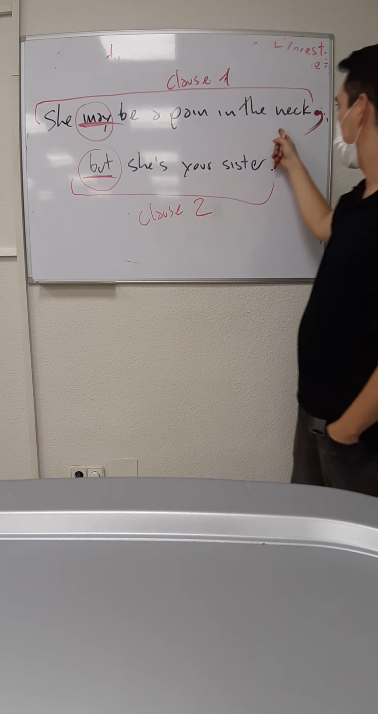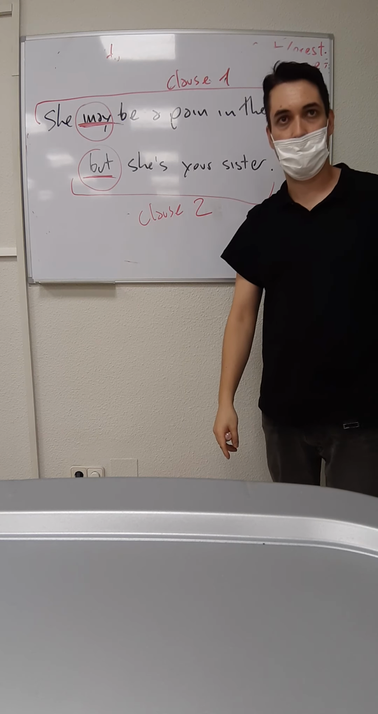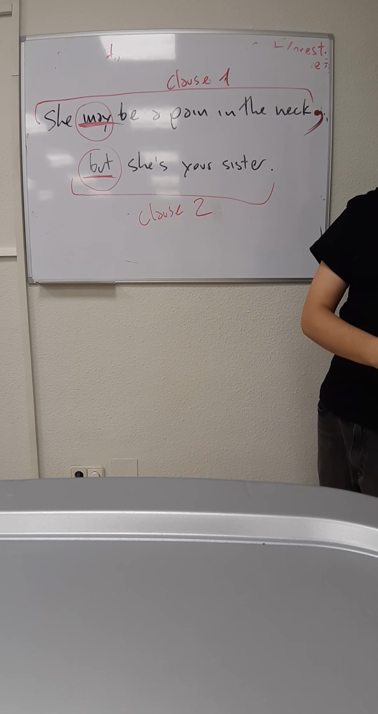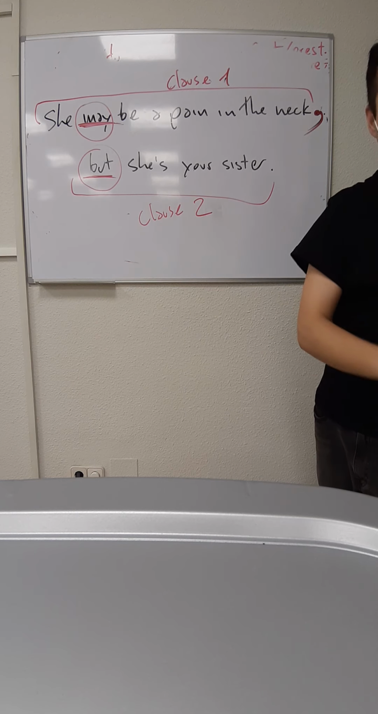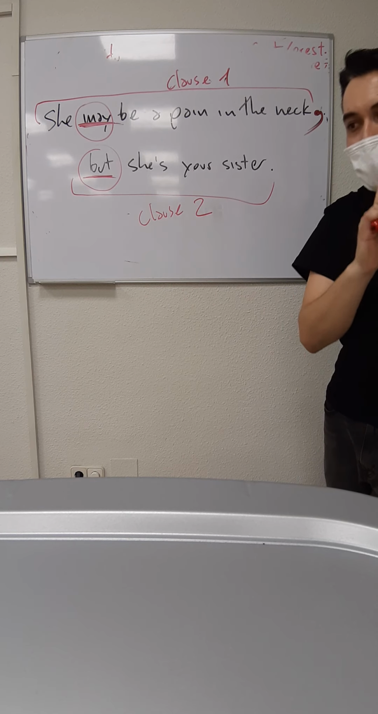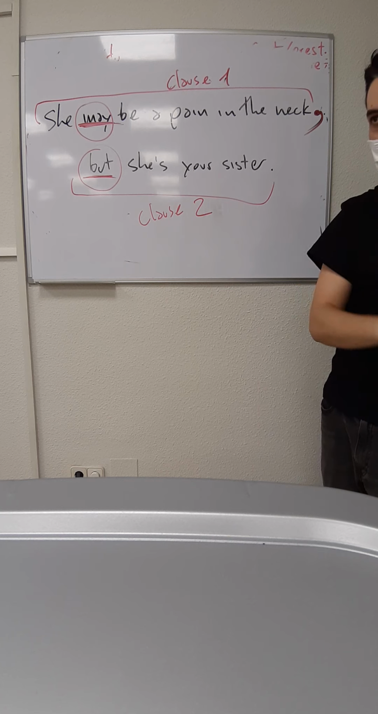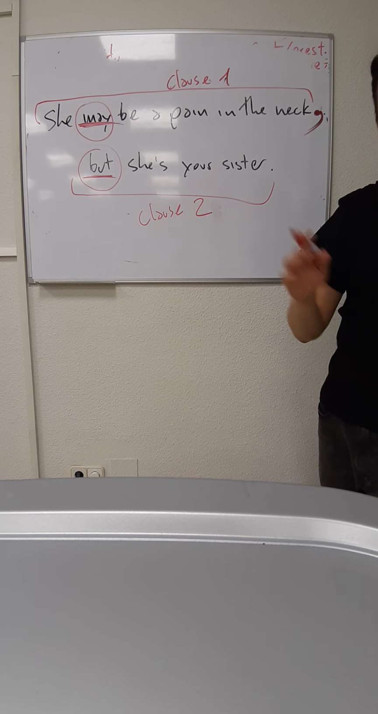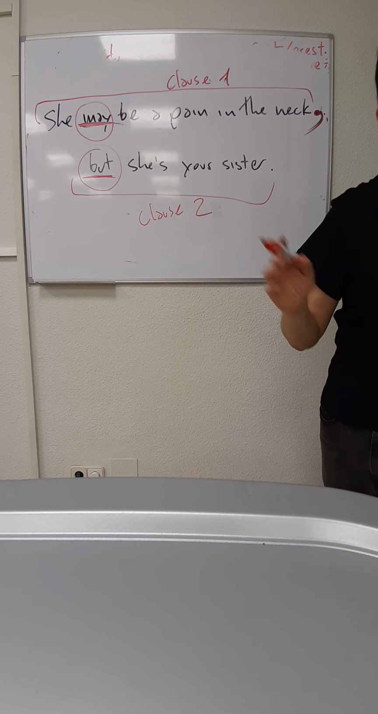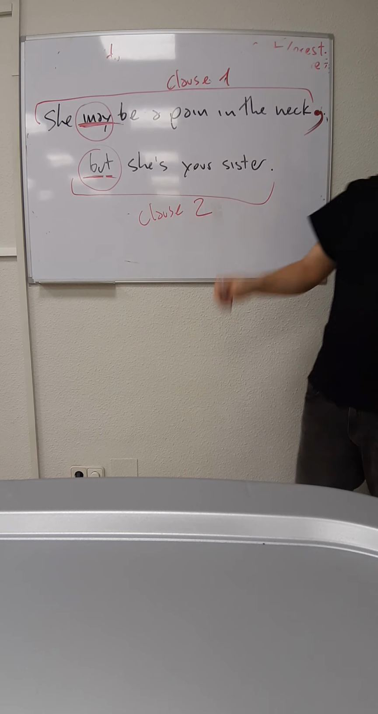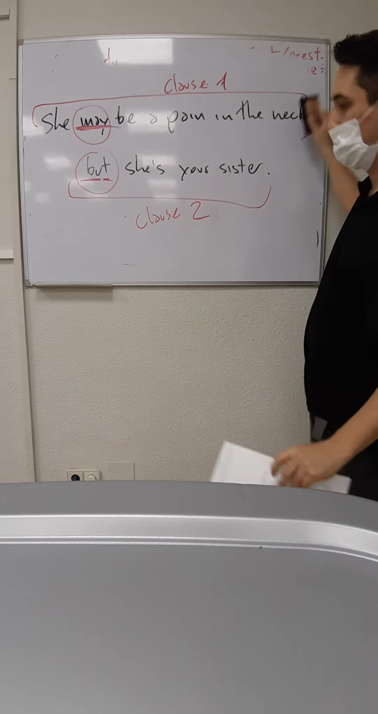Well, she may be a pain in the neck, but she's your sister. He may be rich, but he's stupid. That's the first thing that came into my mind. He may be handsome, but he's worthless. Things like that. Establishing a contrast. Clause 1 with may. Clause 2 with but. After a comma. Contrast.